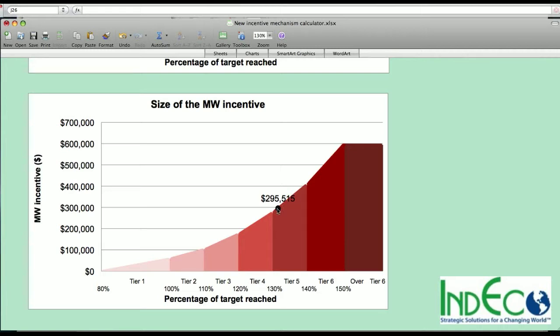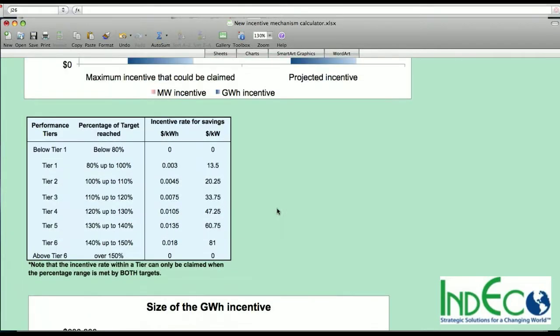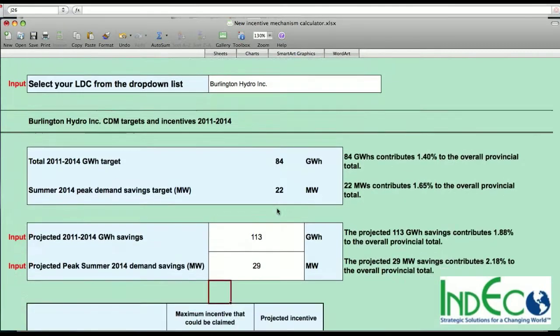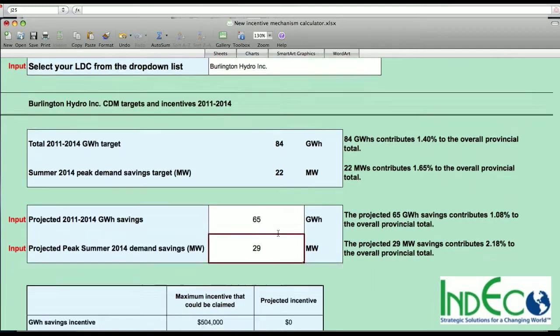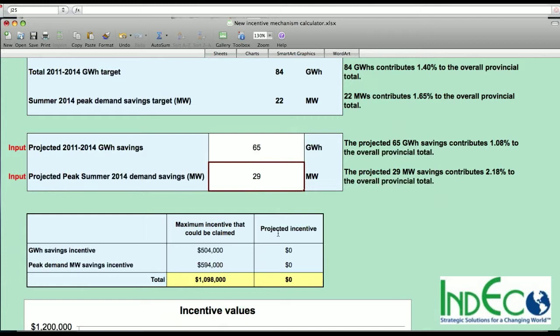Recall also that if either the energy savings or the peak demand savings do not meet at least 80% of the respective target, neither incentive is received. For example, if projected energy savings are only 65 gigawatt hours, then we see that neither the energy savings incentive nor the peak demand savings incentive is awarded.